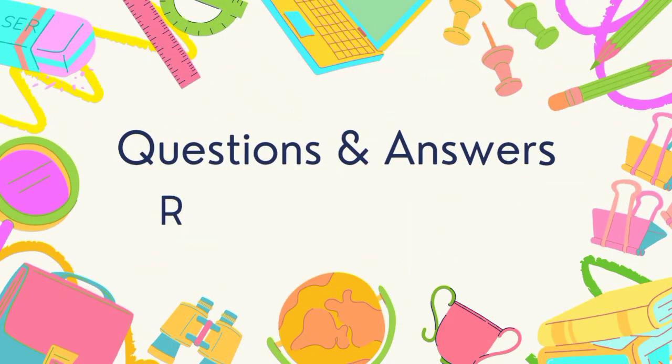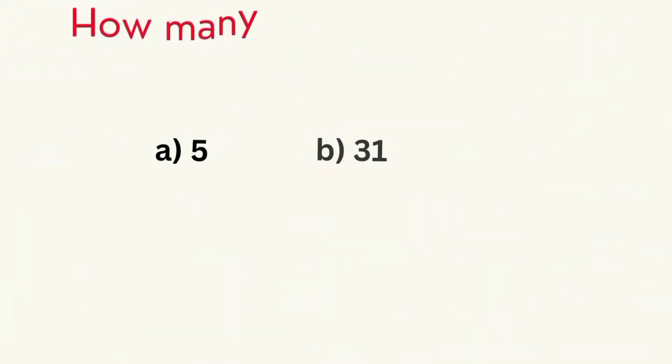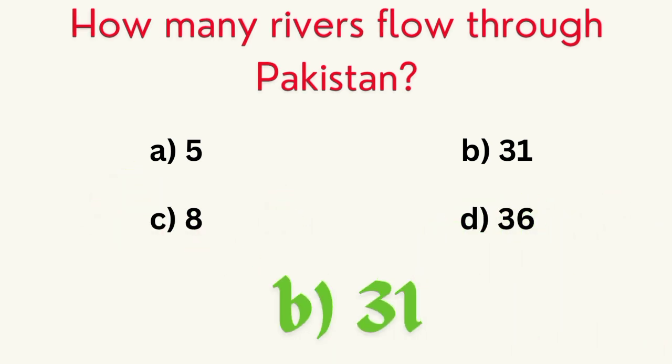Today, we discuss the rivers that flow through Pakistan. How many rivers flow through Pakistan? A. 5. B. 31. C. 8. D. 36. Answer, B. 31.